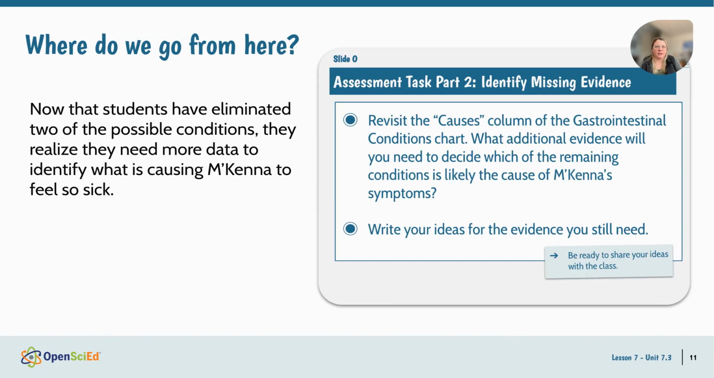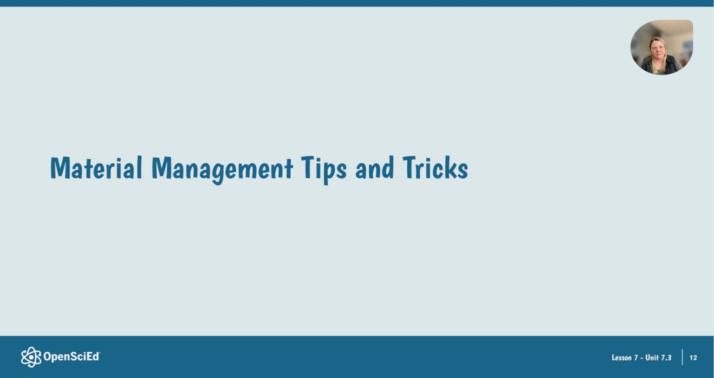So this leaves us thinking, what can we do to figure out which condition McKenna actually has? In the assessment, we noticed that there were some words that we don't quite know yet, such as villi. To be able to eliminate this cause, we need to investigate this further, and this is what leads us to our next lesson. Now let's talk about a few tips and tricks for this lesson.